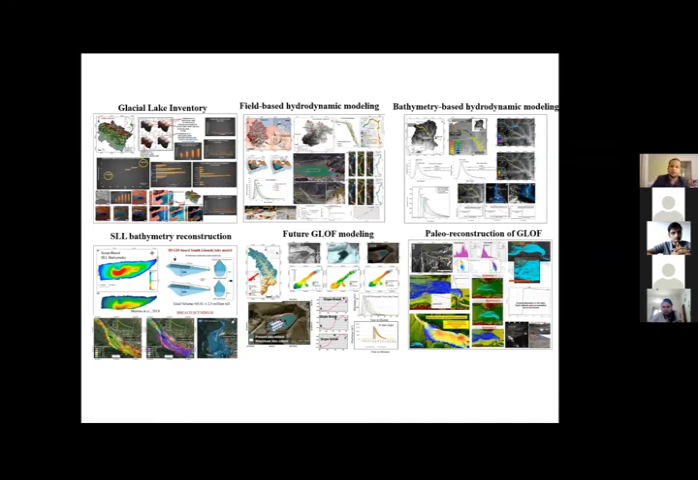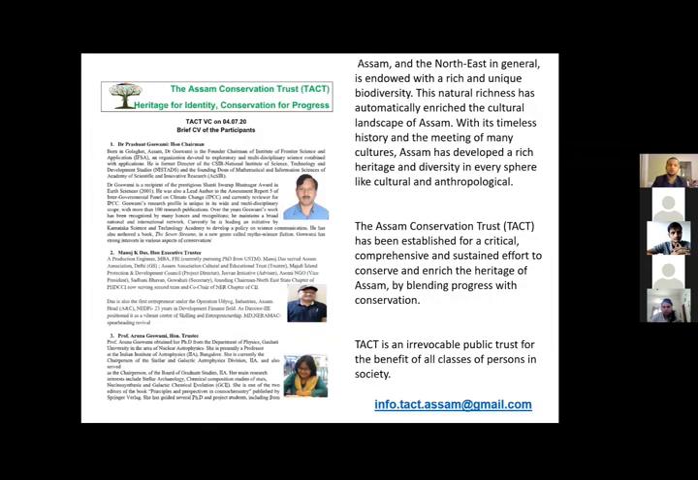Before I stop, I have a message for all of you. This is a new initiative taken by Dr. Prashanta Goswami, its honorable chairman. It is called the Assam Conservation Trust, ACT, a very new initiative to protect the heritage of the state through sustained efforts to conserve and enrich the heritage of Assam, blending progress and conservation.